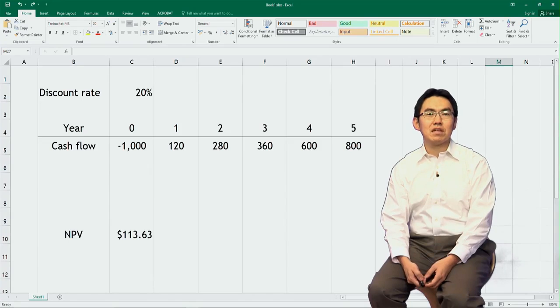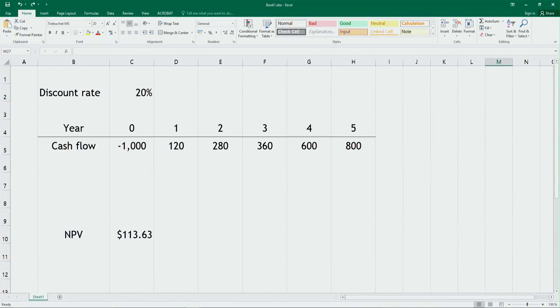In this project, the initial outlay was $1,000. That means for this project, the payback period question becomes, how long will it take for the project to recover the initial cost of $1,000? Do we get paid back in year one? No, we had the cash inflow of only $120 in year one.